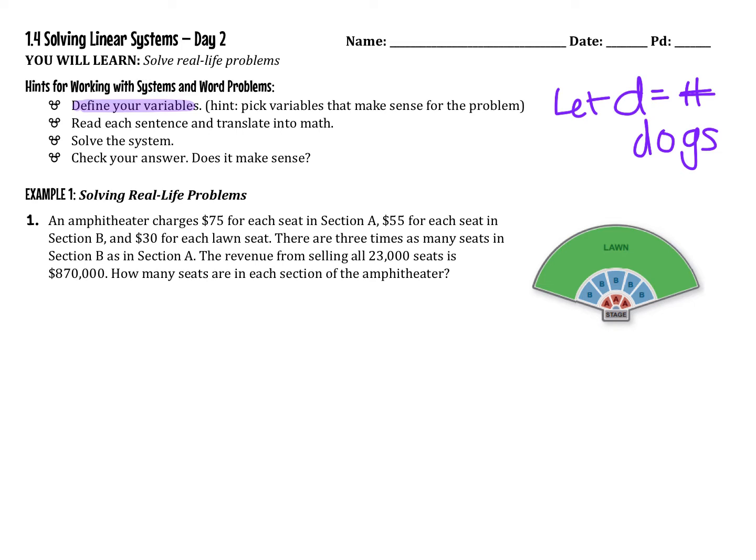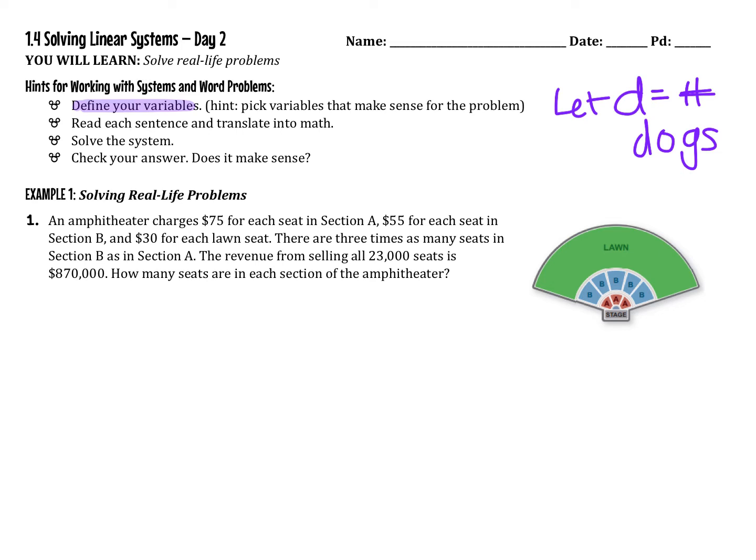All right, example 1. An amphitheater charges $75 for each seat in section A, $55 for each seat in section B, and $30 for each lawn seat. There are 3 times as many seats in section B as section A. The revenue from selling all 23,000 seats is $870,000. How many seats are there in each section of the amphitheater?